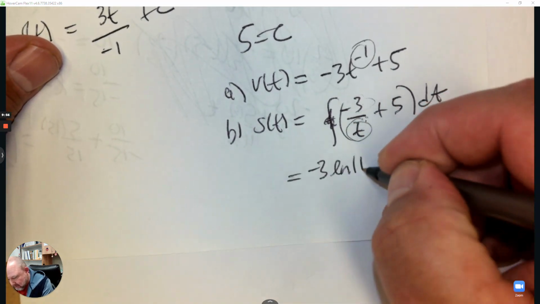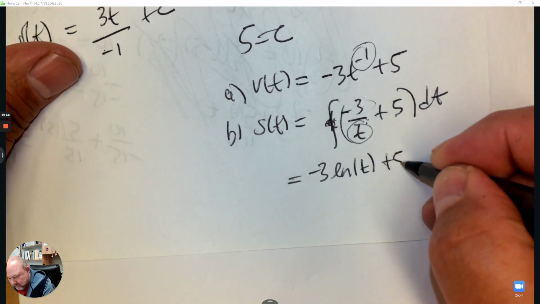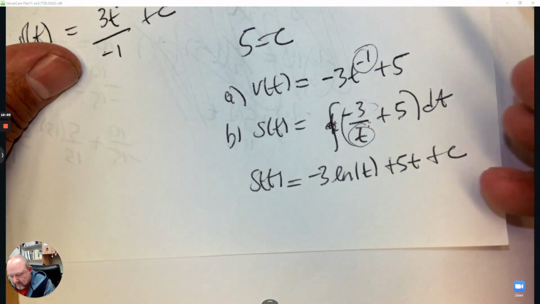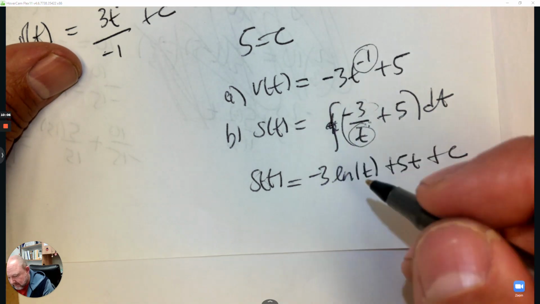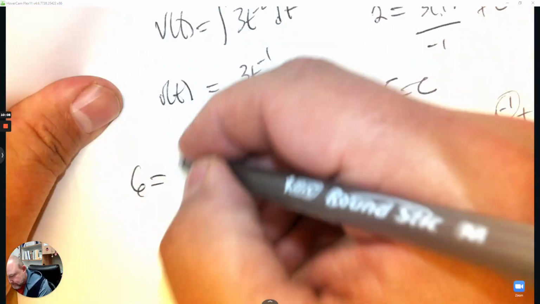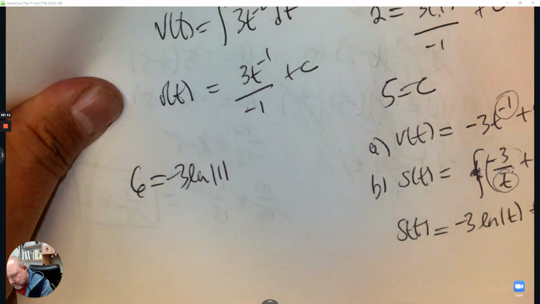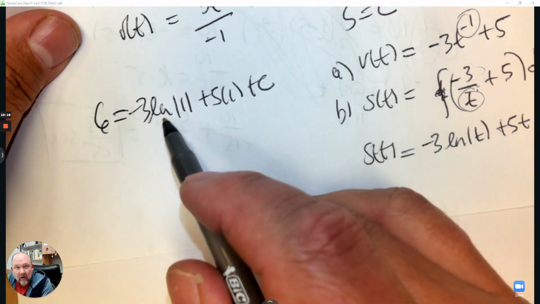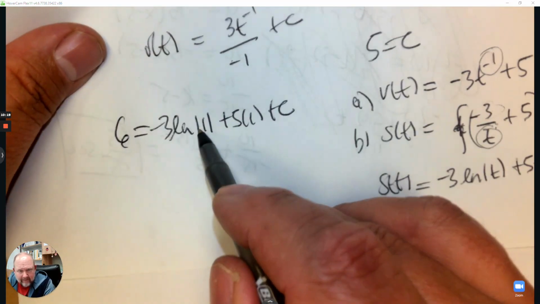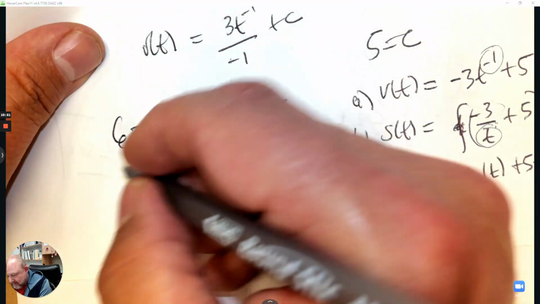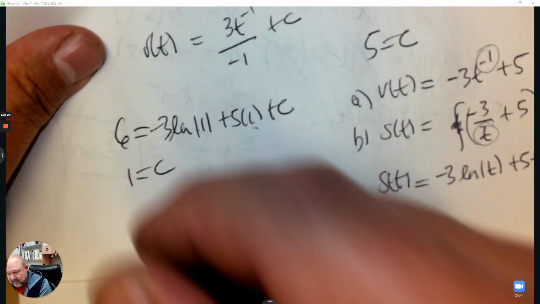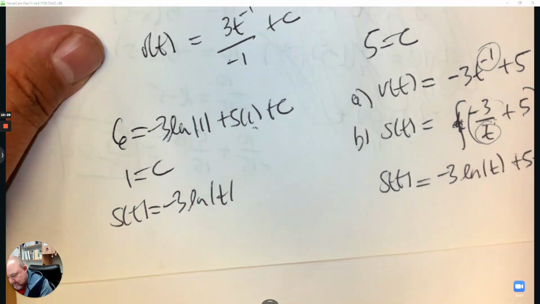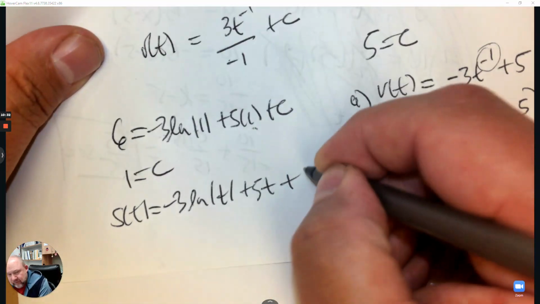It's going to be negative 3 times the logarithm of t, and then 5 will be 5t, plus c, and then plug in, what does it say? Plug in 1 and set it equal to 6. So we're going to plug in 1. ln 1 is 0. We need to remember that. So what we have is 5. So subtract 5, and c is equal to 1. And so the position equation is negative 3 ln t plus 5t plus 1.